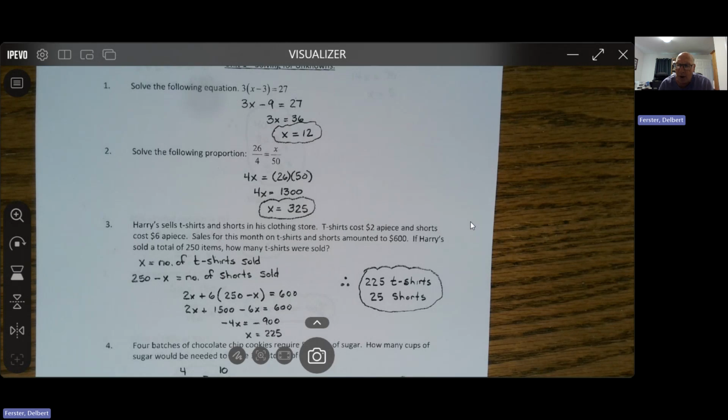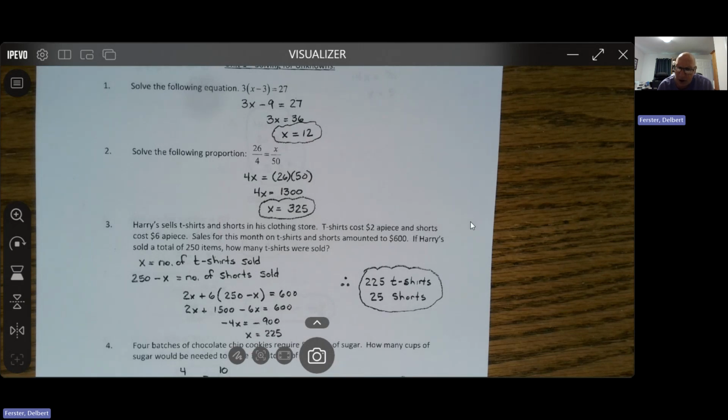To look at the equation, it basically is a dollars drive. Each t-shirt costs $2. So the money for those is 2 times X, where X represents the number of t-shirts sold. In addition to that, you have $6 for each of the particular shorts, and the shorts for us were represented by 250 minus X, so it's 6 times that quantity. 250 minus X, there sits a distributive property for us.